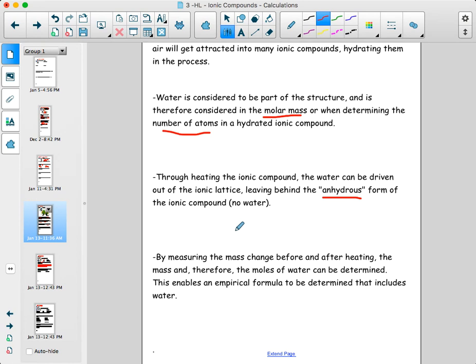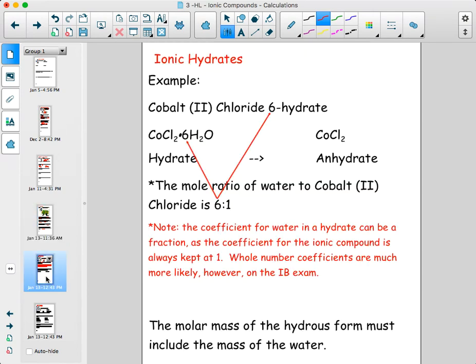So although it may naturally exist as a hydrate, if you heat up the ionic compound, you won't melt it, but you'll drive off the water, and the water will leave as a gas, and you'll be left with the anhydrous form of the compound. And by measuring the changes in mass, the mass before and after heating, you can figure out the mass of water that was in that compound, and therefore the moles of water that was in that compound. And that's how you can figure out an empirical formula of an ionic hydrate.